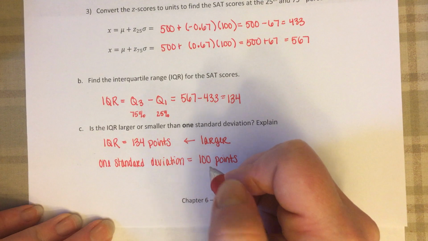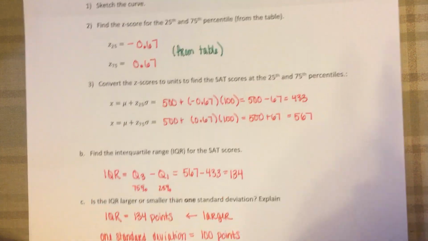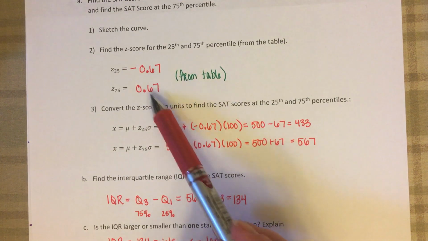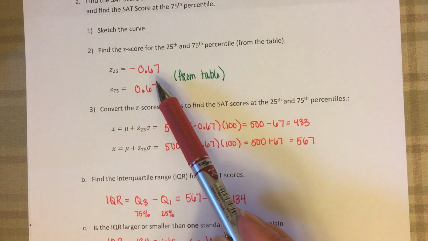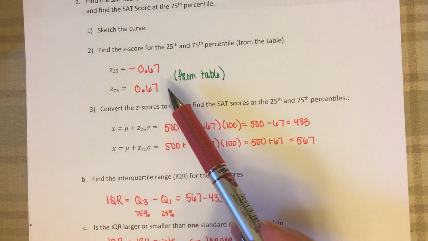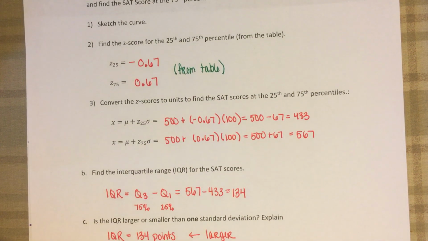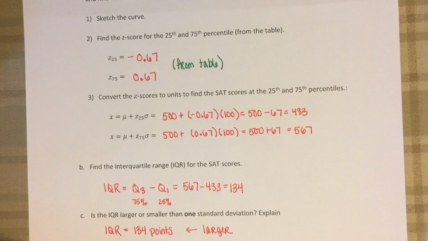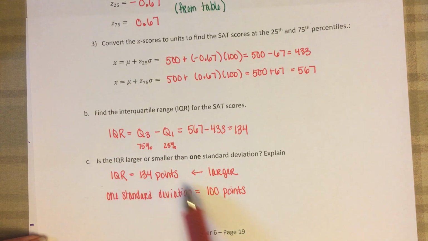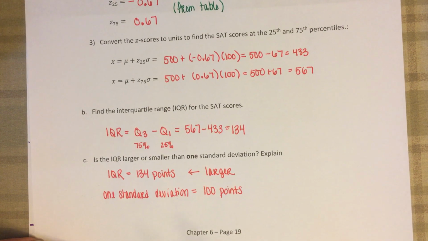Another way to think about it, going back up to our z-scores, were negative 0.67 both above and below, which gives us a difference of 1.34 standard deviations total for this middle 50%, which is also larger than one standard deviation. Easiest way to think about it, though, more than likely just to compare these two different values, right? Which one is going to be larger?